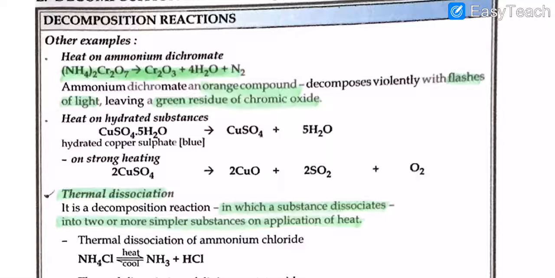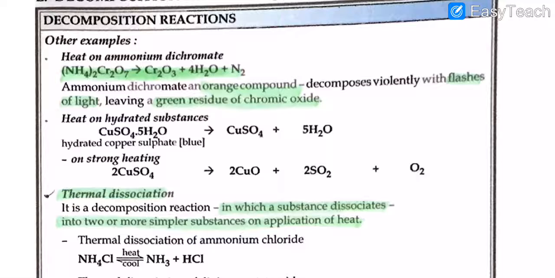Ammonium dichromate, an orange compound, decomposes violently with flashes of light, leaving a green residue of chromic oxide. So as you can see over here, these little explanations that are given, all the how the reactions happen, what's the color, how it decomposes violently with flashes of heat, all of these, they can give you a question like, write the chemical equation down.